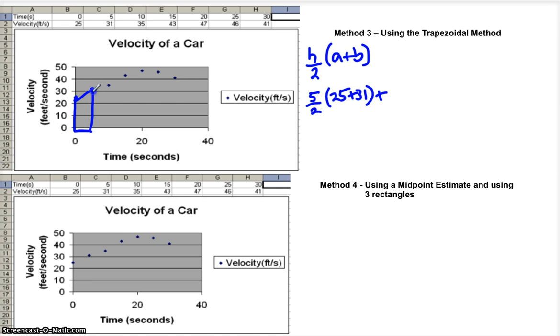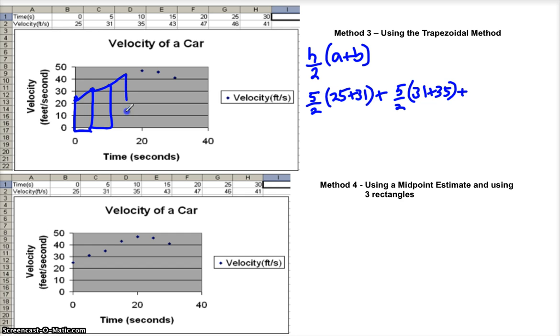Moving on to the next trapezoid. Connect the dots. Straight line, straight down. Again, we have 5 divided by 2. But this time, we'll use this side length here and this side length here, 31 and 35. 31 plus 35.